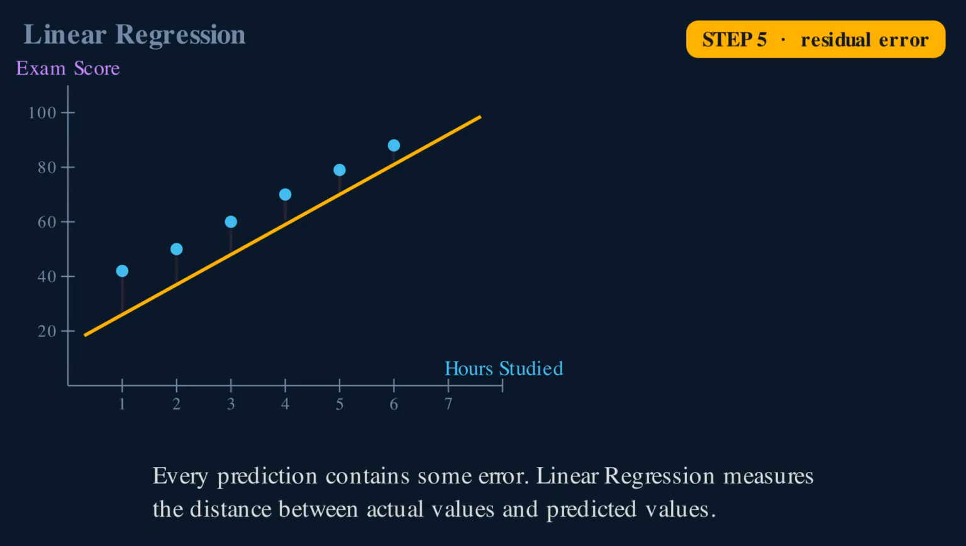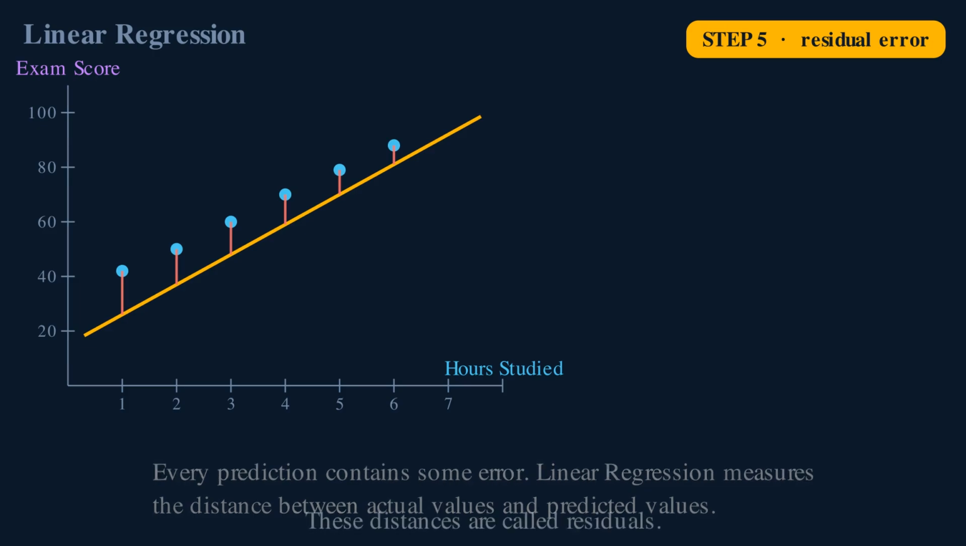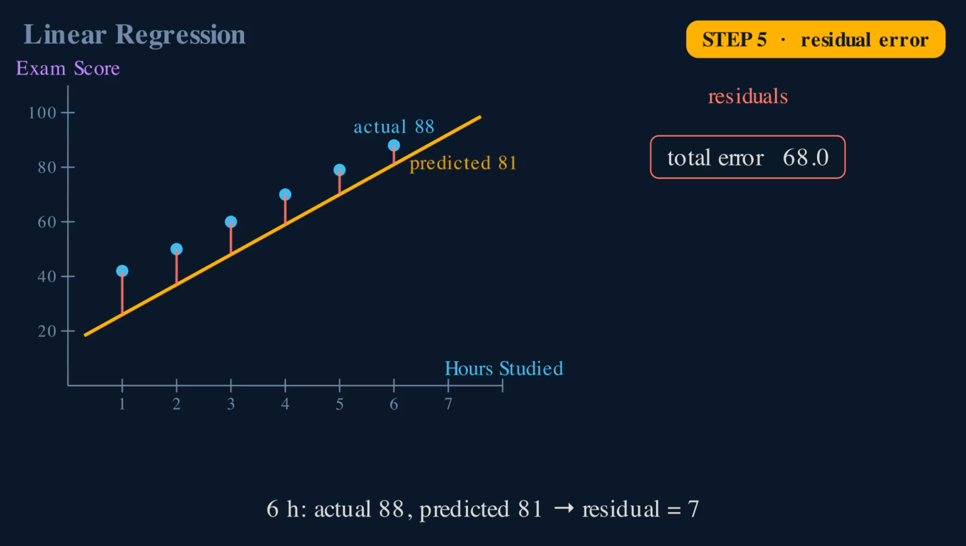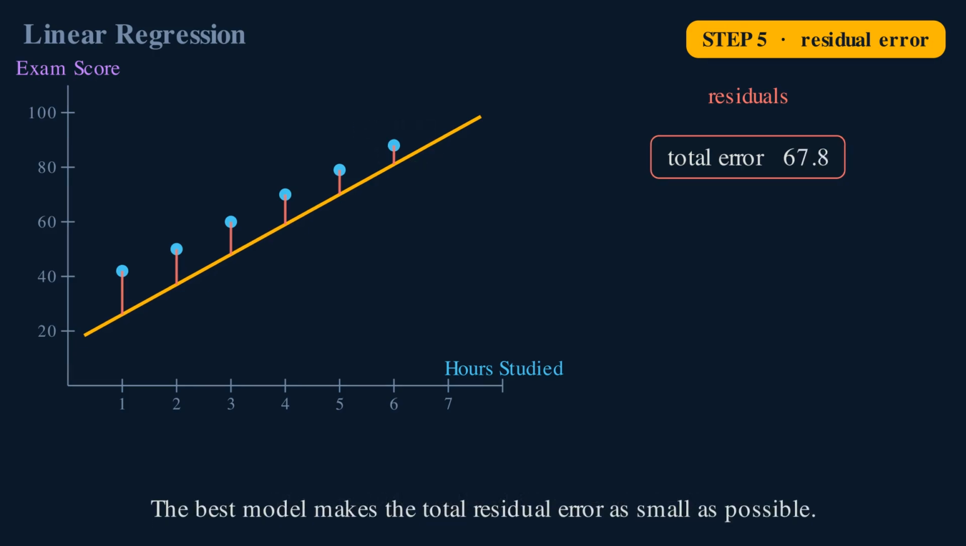Every prediction contains some error. Linear regression measures the distance between actual values and predicted values. These distances are called residuals. For example, the student who studied 6 hours scored 88, but this line predicts only 81. The gap of 7 points is that student's residual. The best model makes the total residual error as small as possible.